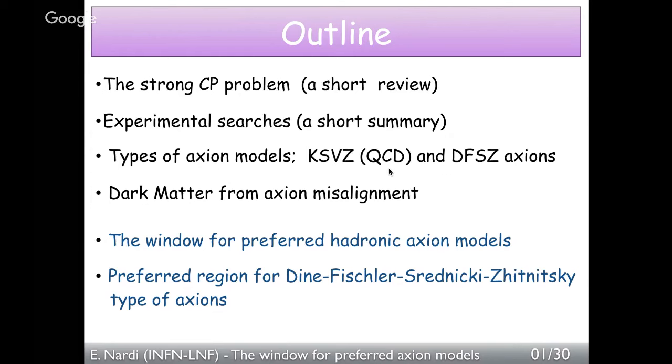I will describe what type of dark matter we can get out of the axion through the misalignment mechanism. And then I will move to the original part of the talk, which is a description of the window where experiments should look for axions, so the phenomenologically preferred axion models, for the hadronic axion, and I will also add something for the DFSZ axion models. Where should we look for DFSZ axion models?